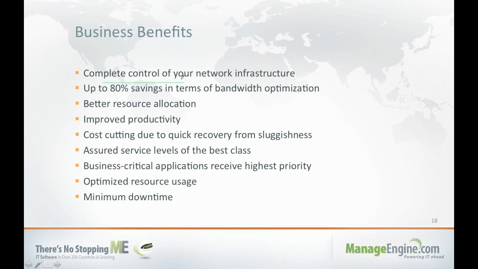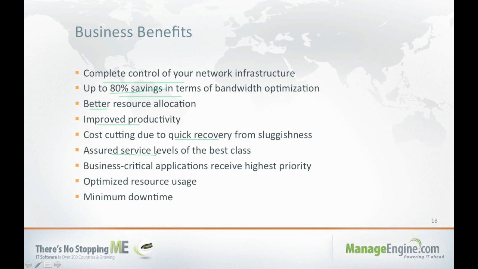The second thing is, we've had companies tell us they have saved up to 80% in terms of optimized bandwidth and the resources that are required for that. 80% savings is a huge deal which any IT administrator would understand. And better resource allocation to make sure that your network resources are put to better use helps in improving productivity. The next thing is quick recovery from disaster and sluggishness, which cuts a lot of costs that you have lost in between the troubleshooting time in terms of the lost or slowed down business transactions.